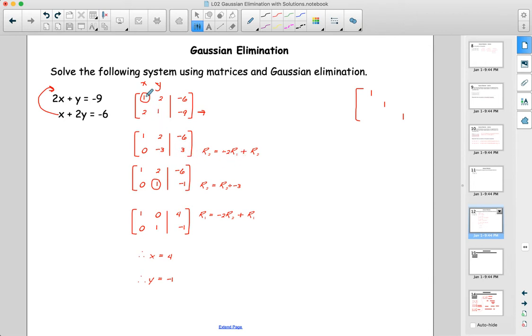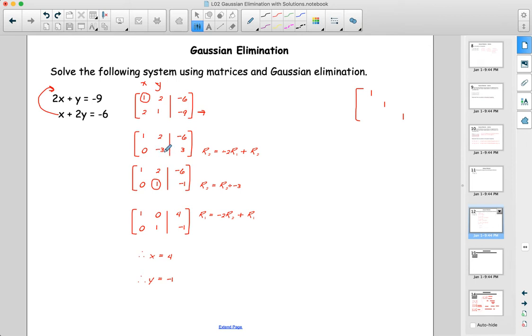So let's do another check. Negative 2 times 1 plus 2 is 0. And negative 2 times 2 plus 1 is negative 3. Negative 2 times negative 6 plus negative 9 is 3. So that's worked out correctly. And now, next thing we need is this pivot. I need it to be 1.